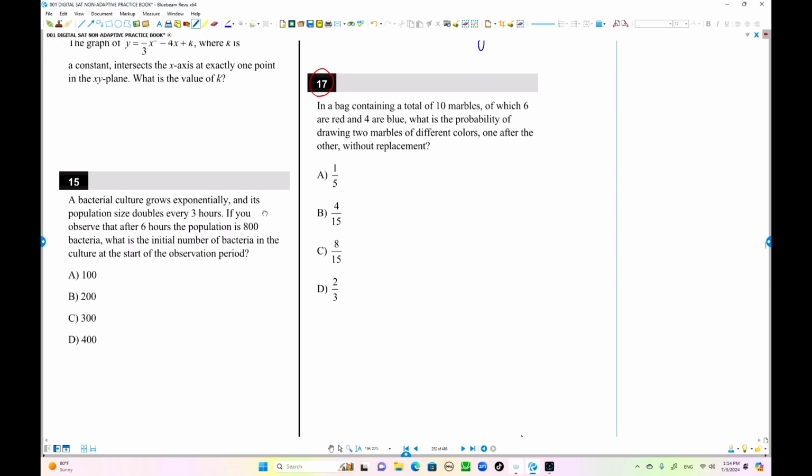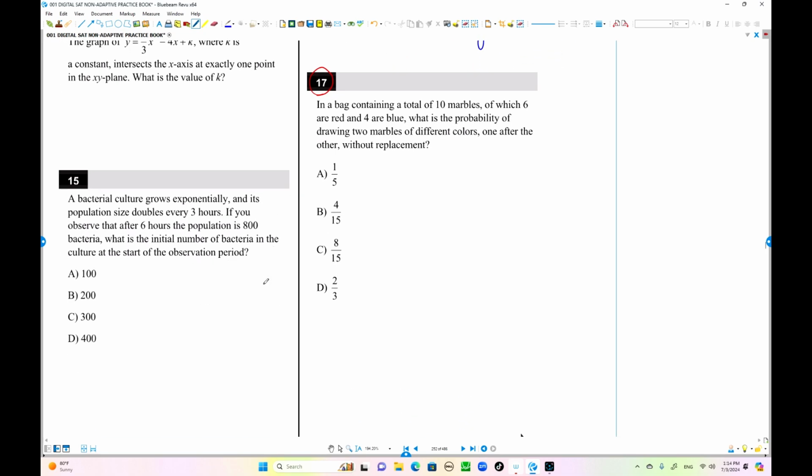Here is number 17. In a bag containing a total of 10 marbles, of which 6 are red and 4 are blue, what is the probability? Okay, the event looks like this. We're going to draw 2 marbles of different colors. So we have 2 different colors, right? Red and blue. But for probability, which one is first? It's different, okay? First red, then blue.